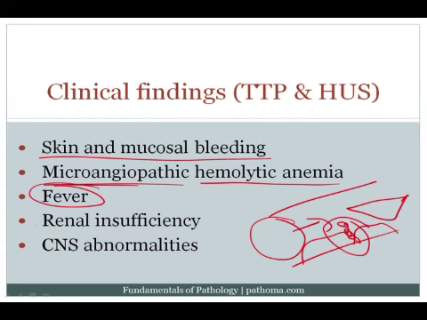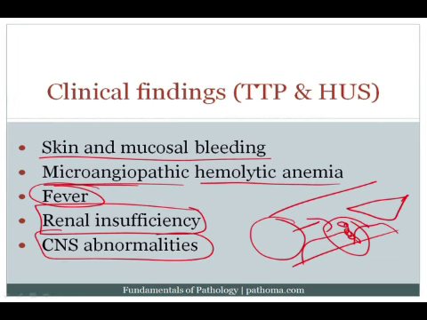Number one, it occurs in the kidney. So in both of these diseases, TTP and HUS, you're going to have renal insufficiency, and it also occurs within the CNS. And so in both of these disorders, TTP and HUS, you can have CNS abnormalities. What's important to note is that in TTP, the predominant problem is CNS. And in HUS, the predominant problem is renal. And the way you remember that is that in HUS, the letters stand for hemolytic uremic syndrome. And remember that uremia is a sign of a renal problem.